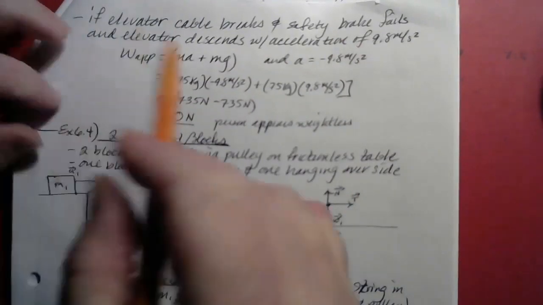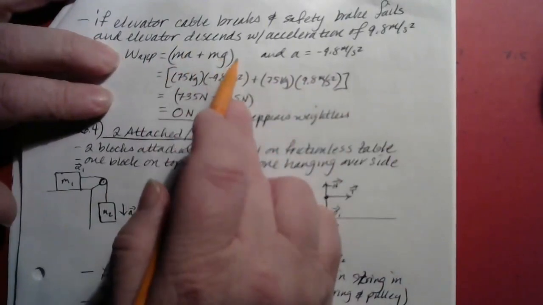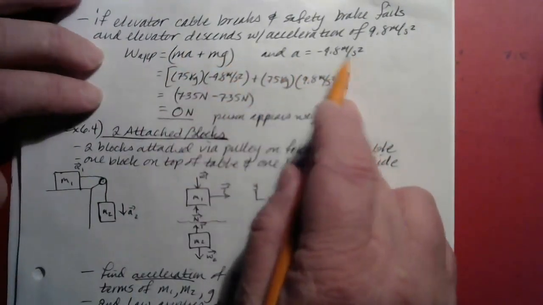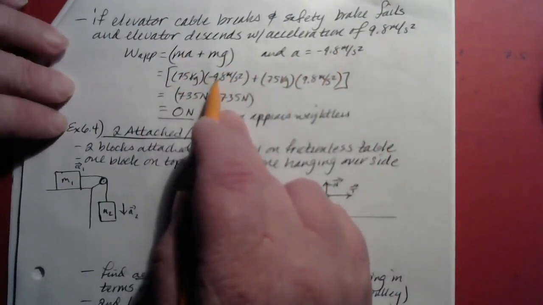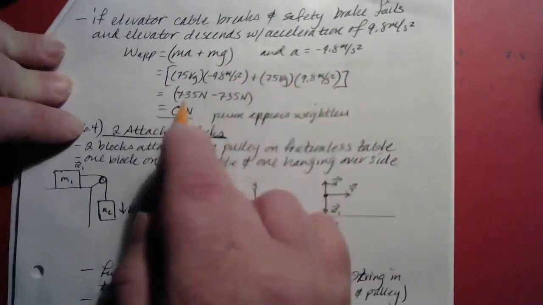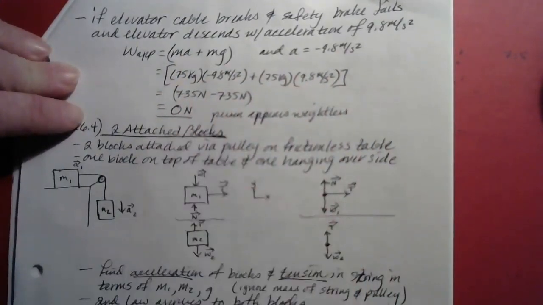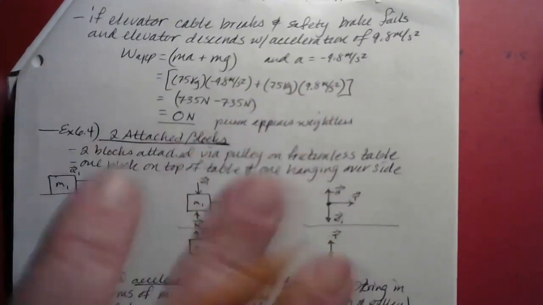Well, the apparent weight would be, again, ma plus mg. And a in this case is negative 9.8 meters per second squared. So you would have 75 times negative 9.8 plus 75 times 9.8, or in other words, 735 minus 735, or 0. So if the elevator were in free fall, you would effectively be weightless.